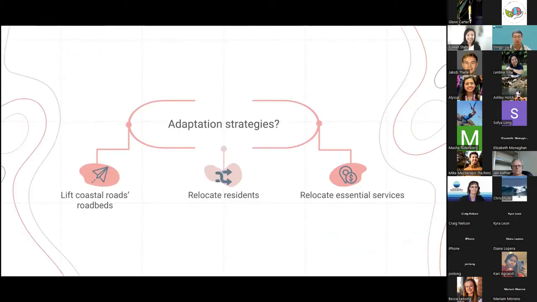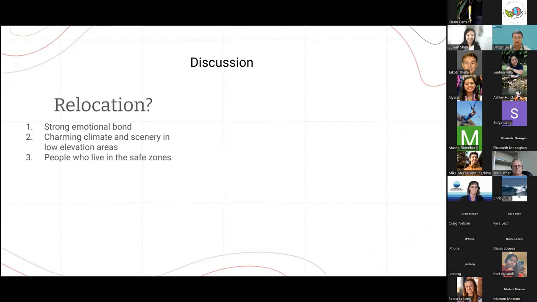So how can we face the situation? At first, we can elevate the coastal road path. The second is to relocate the residents. And the third one is to relocate the essential services.